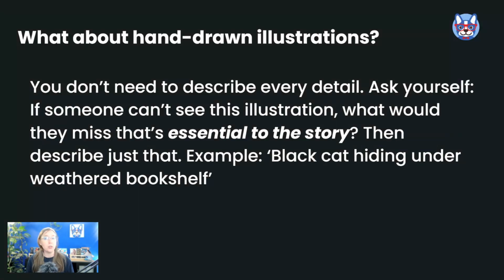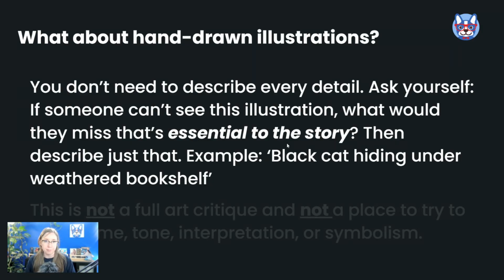So again, you don't need to describe every single detail of the illustration or photograph, but you want to ask yourself, if someone can't see this picture, what would they miss that's essential to the story or the content on the page? And then describe that. So the example we've used here is a black cat hiding under a weathered bookshelf. You don't need to talk about the coffee cup that's sitting on a table or the vase of flowers that's on the bookshelf, just the pertinent information that someone who cannot see the image would miss otherwise.